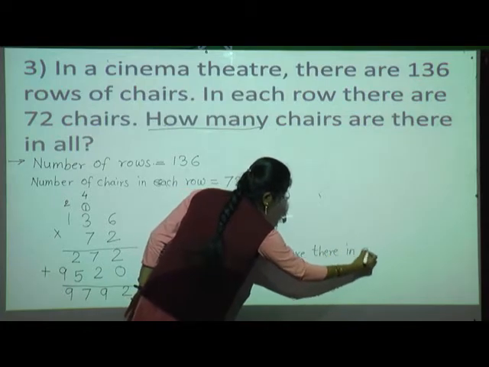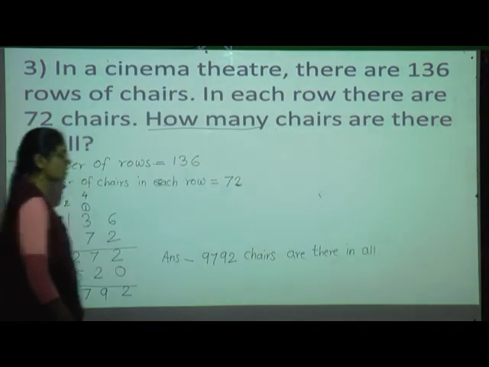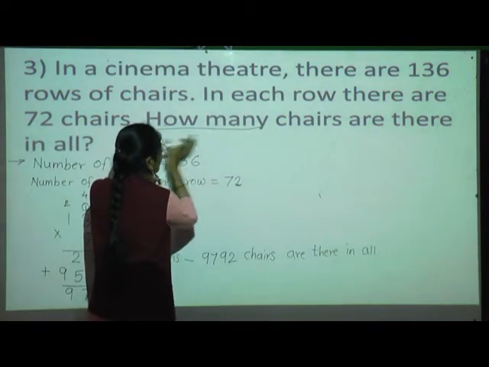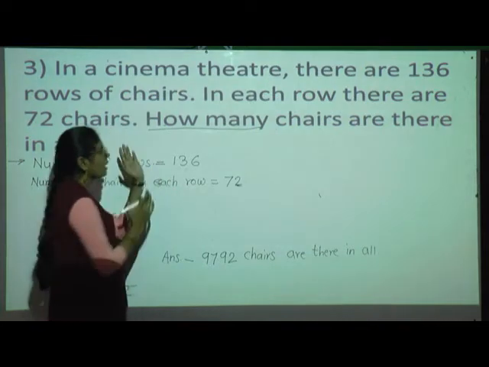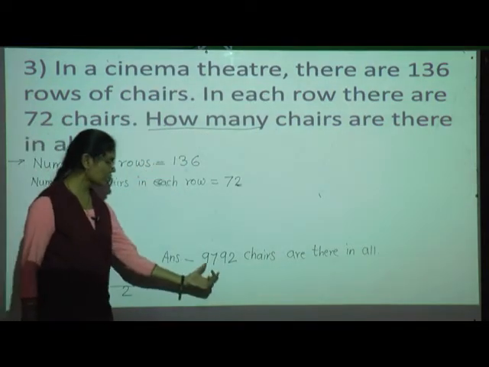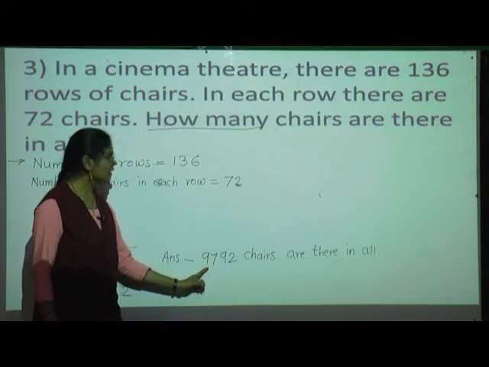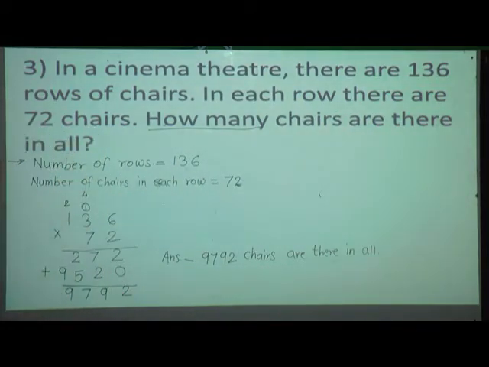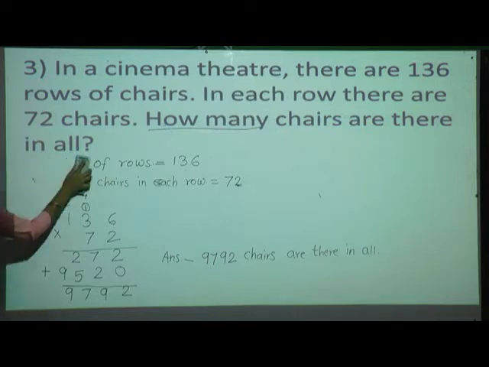in all. What you have to do while writing the answer in a sentence? Just remove this question part. How many? These two words you have to remove, and instead of these two words you have to put the answer only, and then write the remaining sentence as it is. Then you can write the answer in a sentence. So how many chairs are there in all? In all there are 9792 chairs. Clear? Okay. Then see the next question.